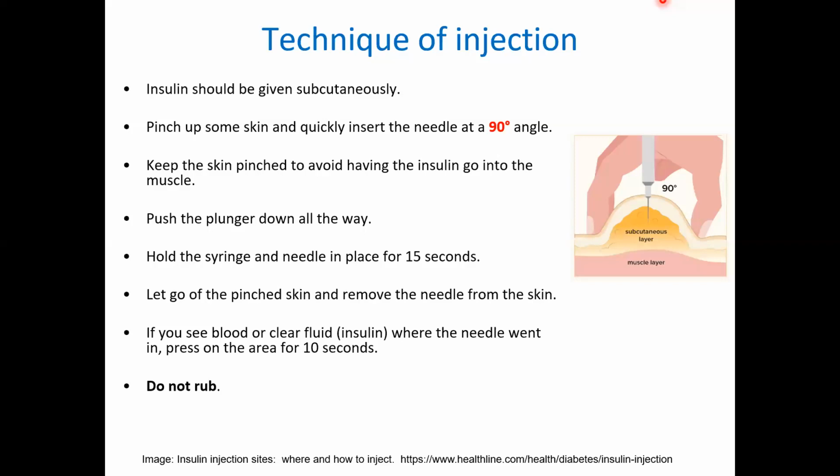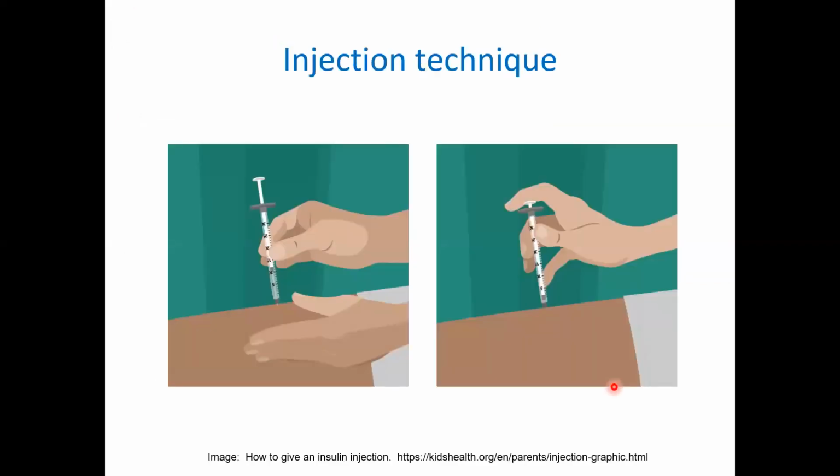After pushing the plunger, the patient should not remove the needle immediately. They should hold the syringe and needle in place for 15 seconds to allow for insulin absorption. And then they can let go of the pinched skin and remove the needle from the skin. If they see blood or clear fluids where the needle went in, they can press the area for 10 seconds, but we do not recommend any rubbing of the area. So this demonstrates the 90 degrees angle for insulin administration.